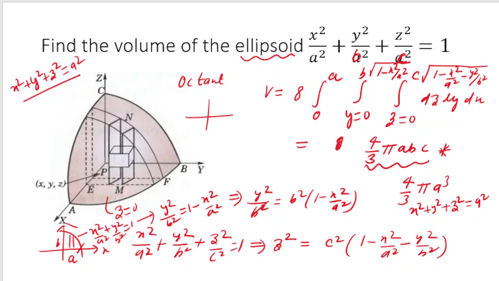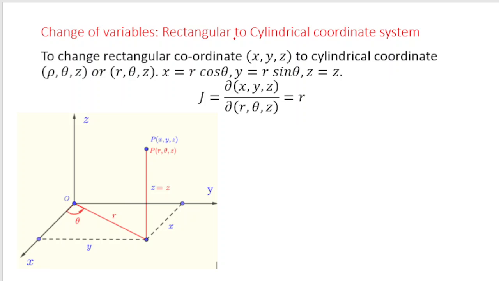Now I am going to talk about change of variable, and first I am going to talk about rectangular to cylindrical coordinate system. In one of my videos related to Jacobian, I have talked about this, but just for the sake of completeness in the context of triple integral, I am again introducing it. So you see, this is a rectangular coordinate system. This axis is the x-axis, this axis is the y-axis, and this axis is the z-axis.